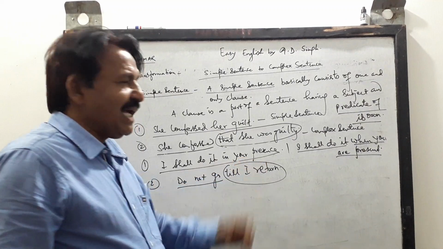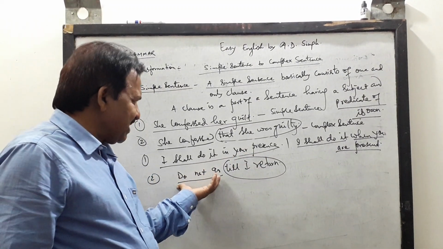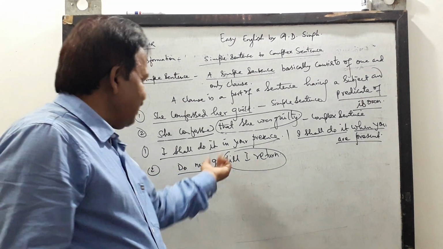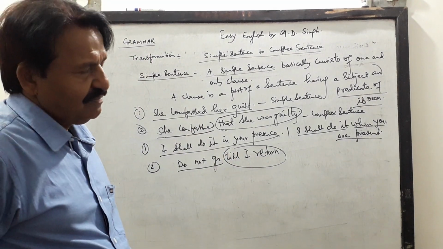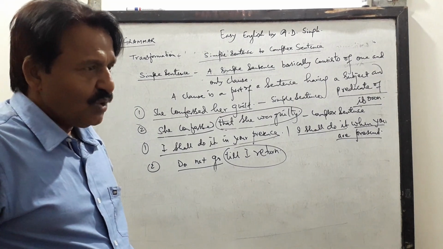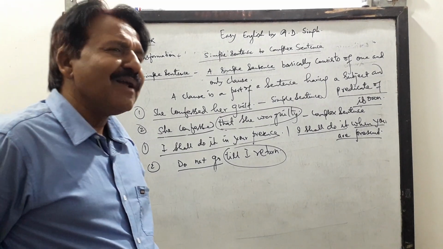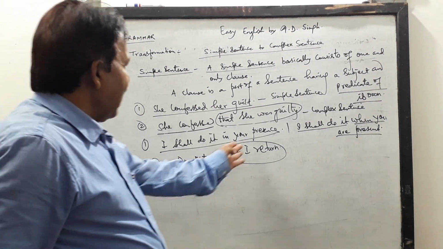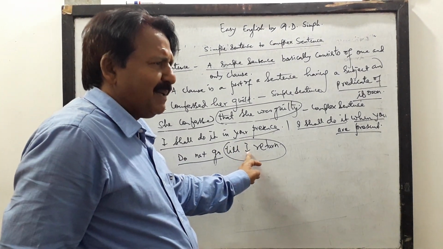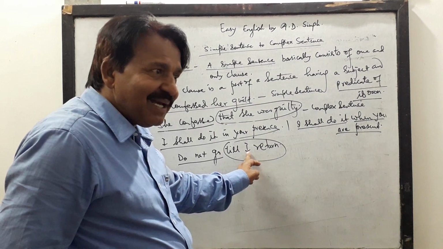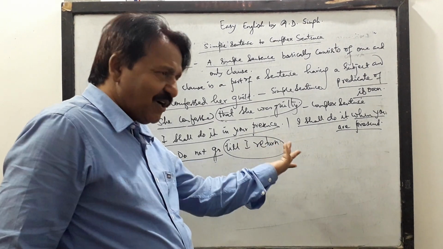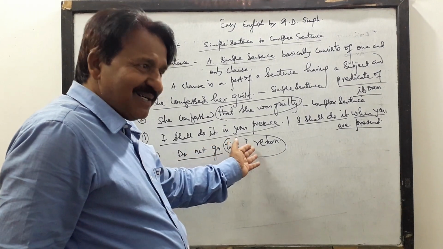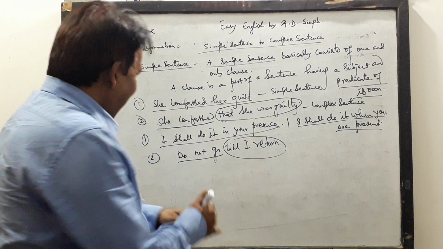Do not go till I return. The first one is main clause. Till I return is the subordinate clause. I just want a phrase in place of the circled one. Do not go till I return can be written in another way also. Tell me. What is the adjective of possessive adjective I? My. And what is the noun form of return? Return only. So do not go till my return. How simple.